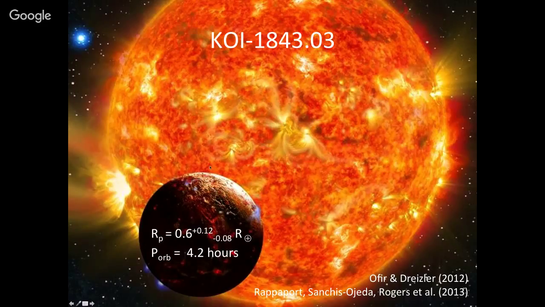And so essentially the composition constraints on KOI 1843.03, oh, and it's sub-Earth size. It's around 60% the size of the Earth. And the composition constraint on KOI 1843.03 essentially stems from this very short orbital period.